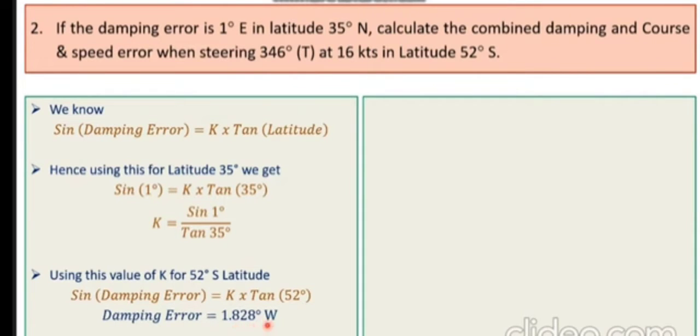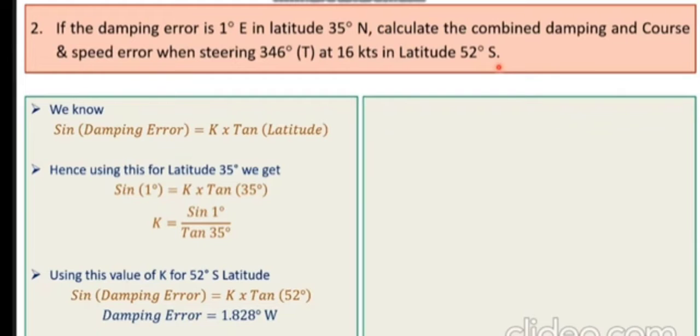And the sign of this damping error, you see the latitude is given to us as 52 degrees south. Now in southerly latitudes, the direction of the damping error or the sign of the damping error is west or high. So we have obtained the damping error for latitude 52 degrees south.